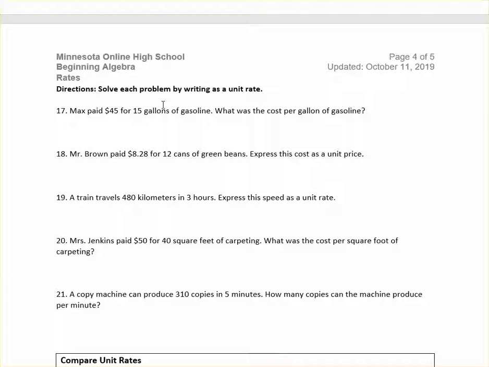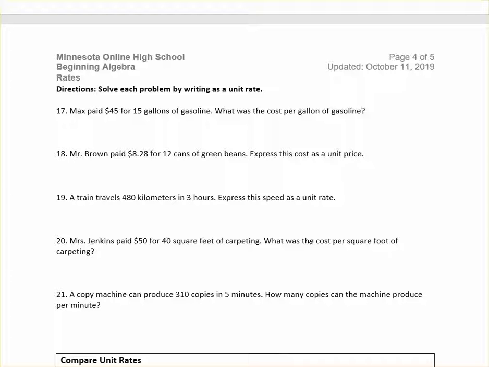All right, now on these problems, you're going to write a unit rate for each, same thing as before, except it's in the middle of a real-world situation problem. So you need to read it, figure out how to write the fraction, then divide numerator and denominator by the denominator, the bottom number, to get your unit rate. Let's look at number 20.